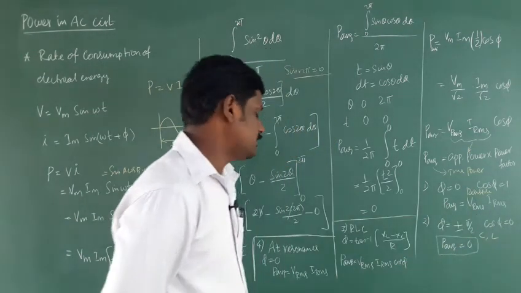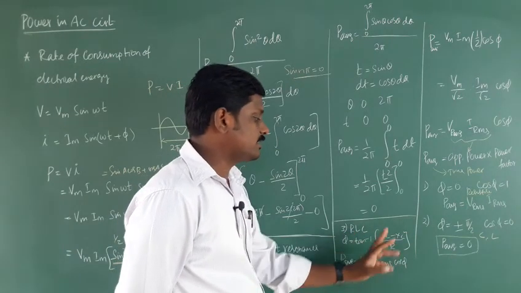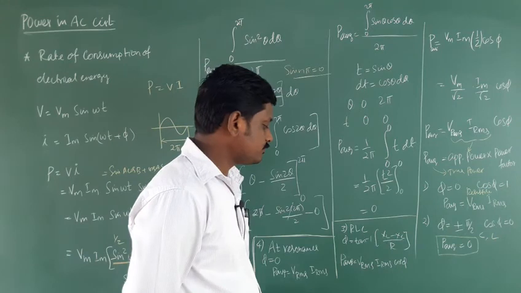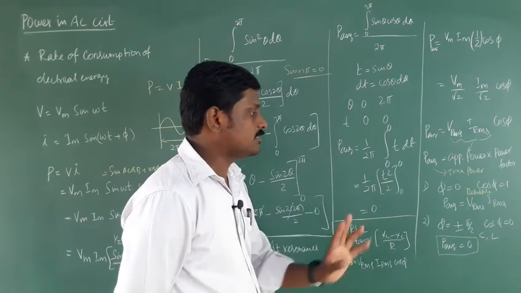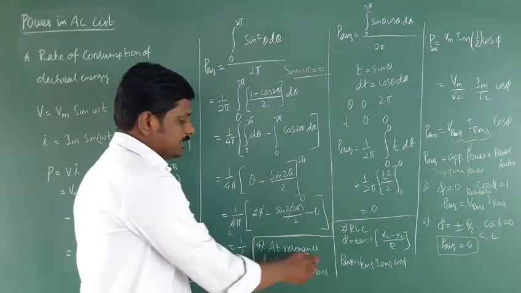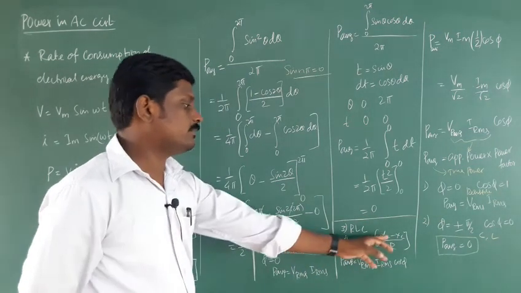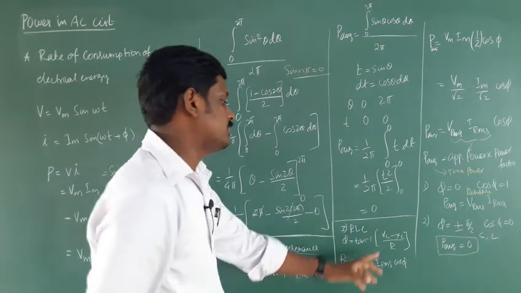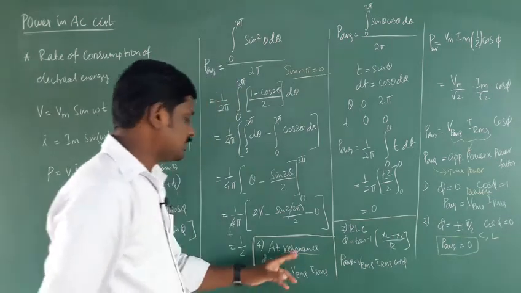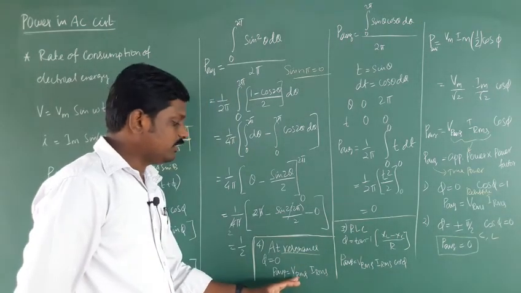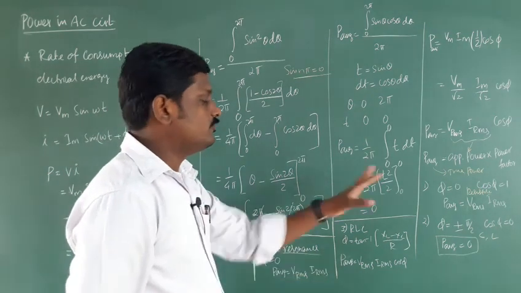Then the third case is the RLC circuit. Here phi is equal to tan inverse of XL minus XC divided by R, and P average is Vrms Irms into cos phi. Then the final one, at resonance. At resonance phi is equal to 0, because XL equals XC, so XL minus XC is 0. So P average is equal to Vrms into Irms, which is purely resistive. So these are the 4 special cases.